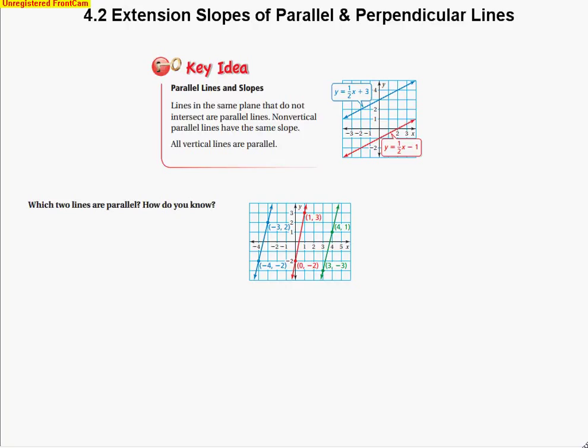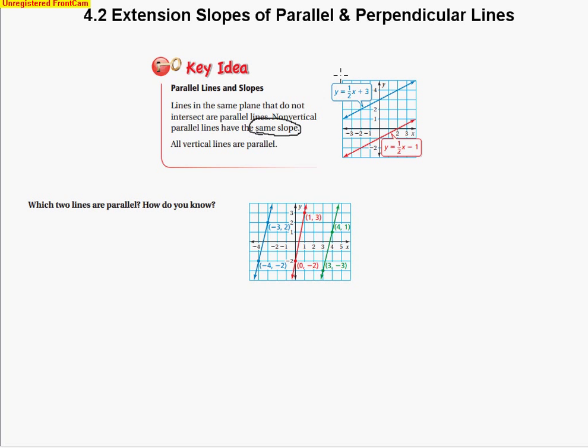This is the lesson for Chapter 4, Section 2, Extension, and we're looking at slopes of parallel and perpendicular lines. So let's take a look at the first one here. Here we're looking at parallel lines, and I know lines are parallel if the slopes are equal. So here it says lines in the same plane that do not intersect are called parallel lines. Non-vertical parallel lines have the same slope, and that's what we're looking for here, the same slope.